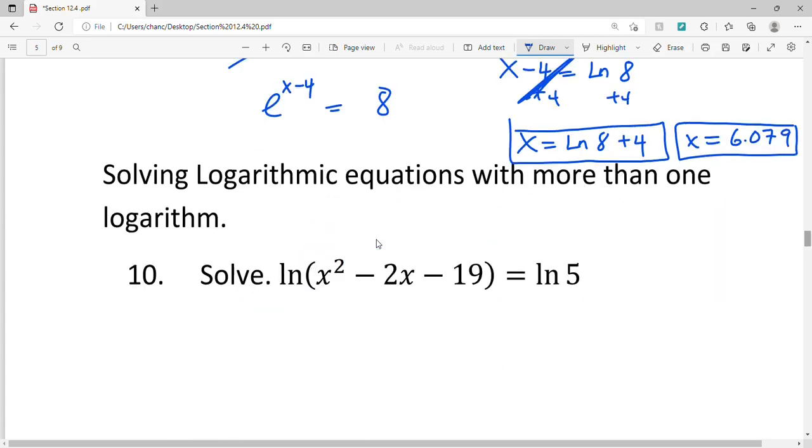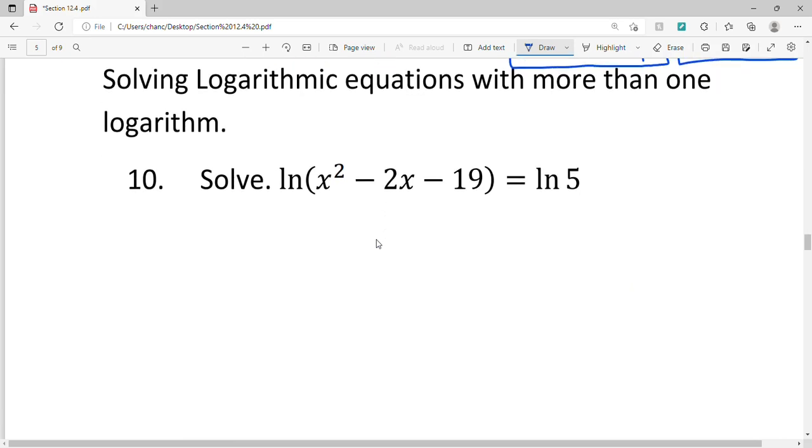In example 10, we'll solve logarithmic equations with more than one logarithm. In this example, you have to remember that if you're solving logarithms, you have to check your work. We have to check our work or it doesn't count. In example 10, we want to solve the natural log of x squared minus 2x minus 19 is equal to the natural log of 5.